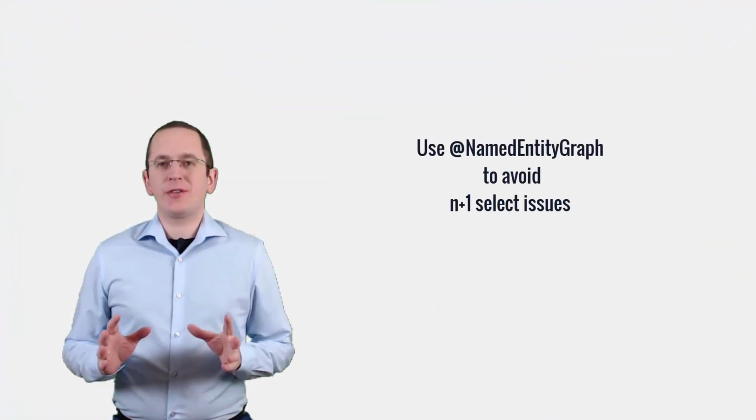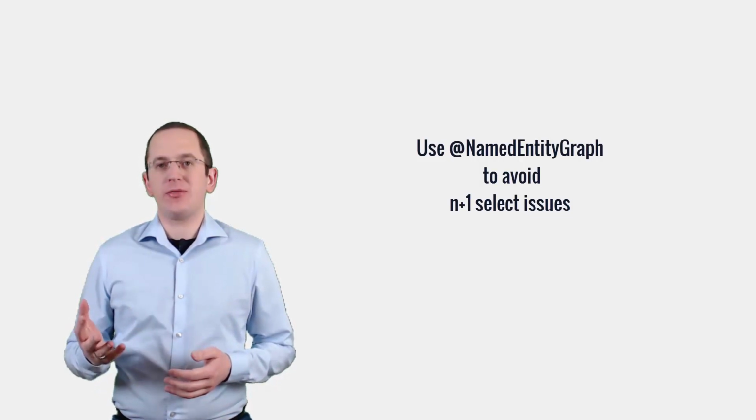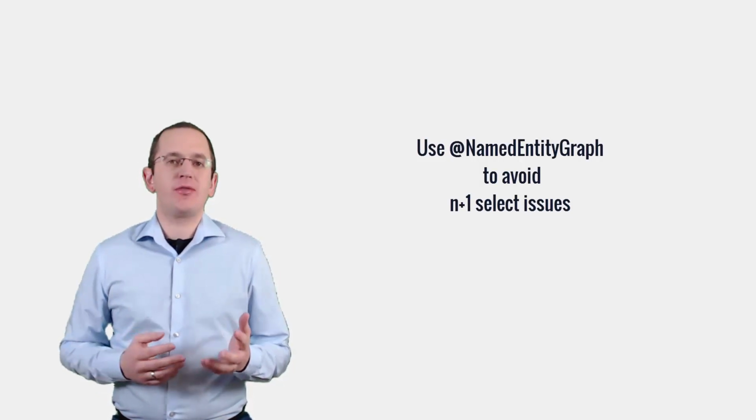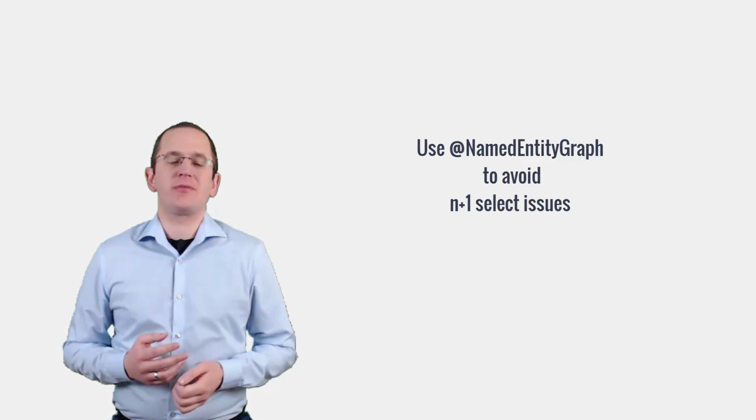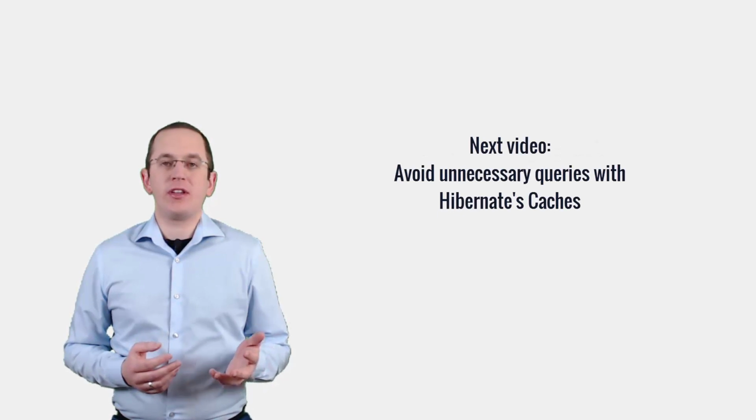As you've seen, you can use named entity graphs to define which association Hibernate shall fetch from the database and to avoid n+1 select issues. In the next video, I will give you an overview about the different caches you can use with Hibernate.